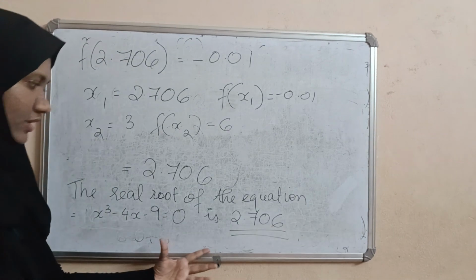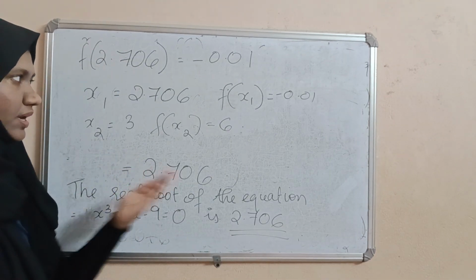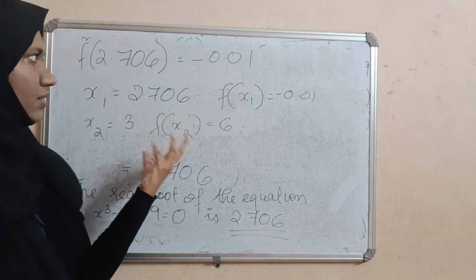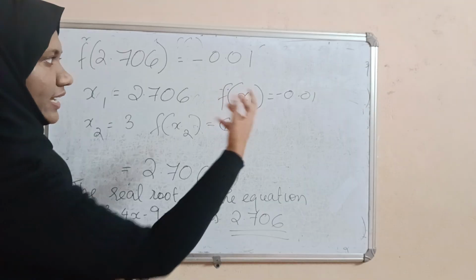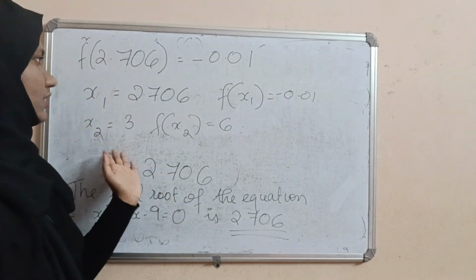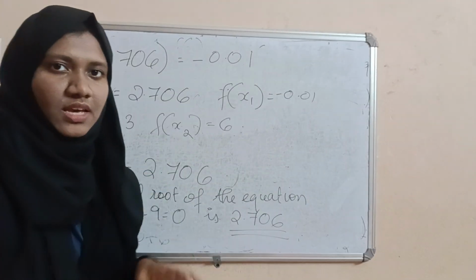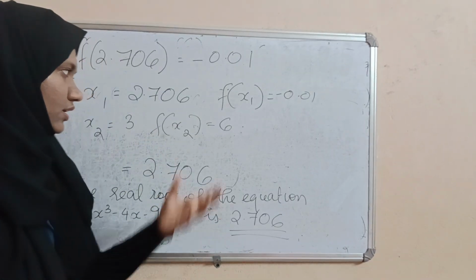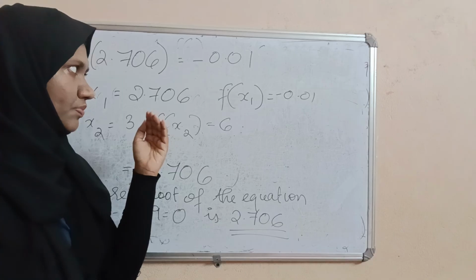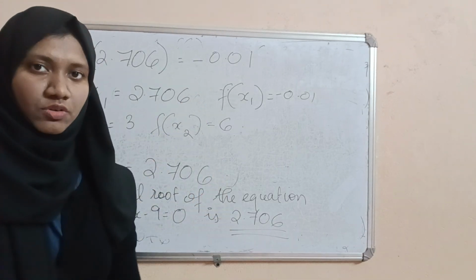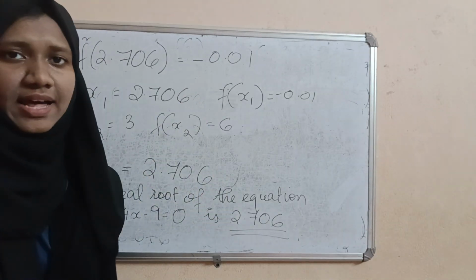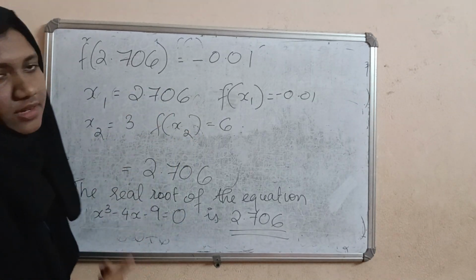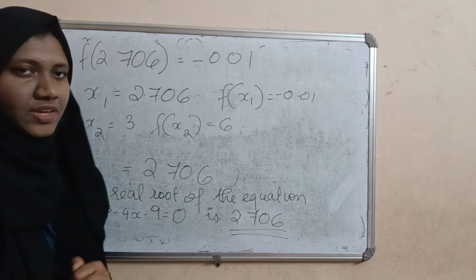I hope you are clear with it. Make sure that in the exam you try to follow this method as much as possible, because if you write out those values x1, x2, f of x1, f of x2 like this, you will not get confused. The procedure would become clearer for you. There will be more clarity. So it is always better to write these values separately before doing an iteration.